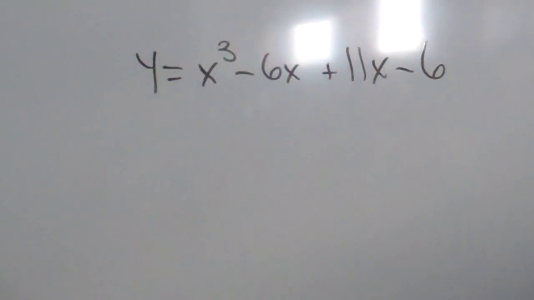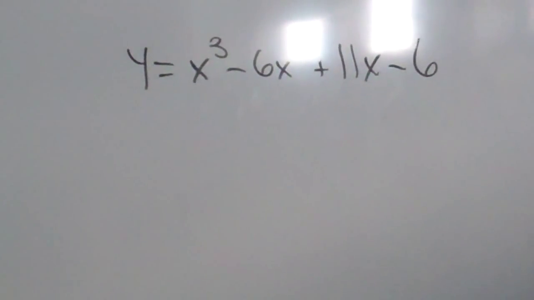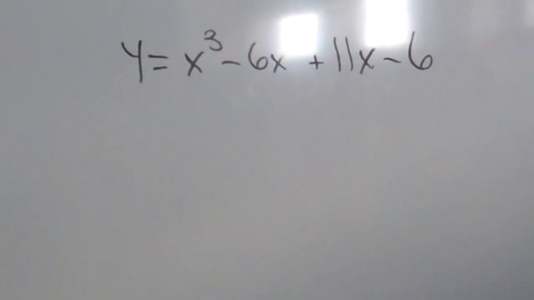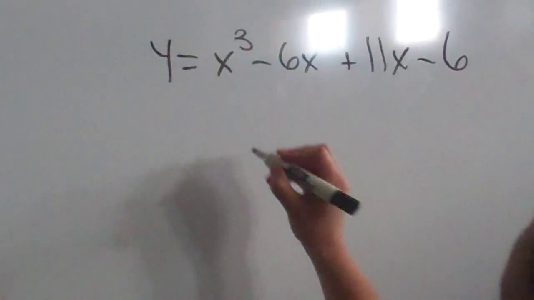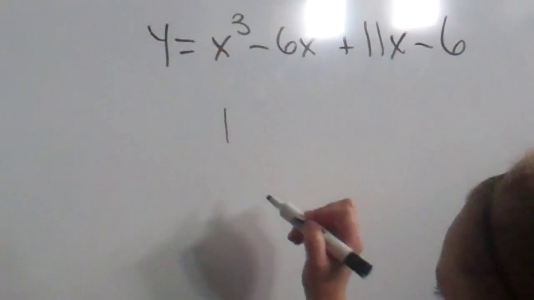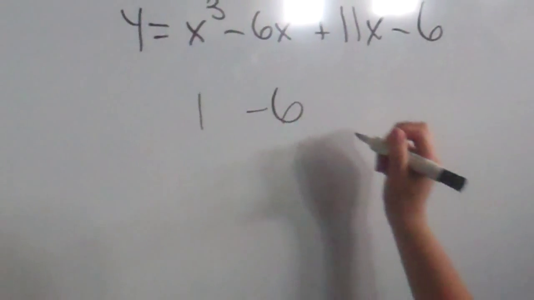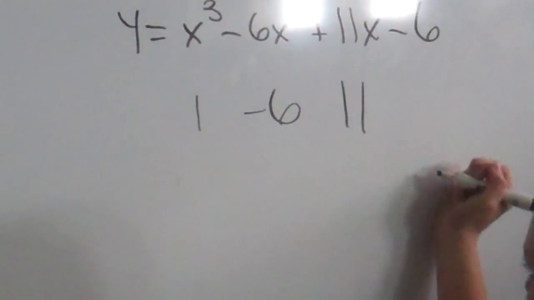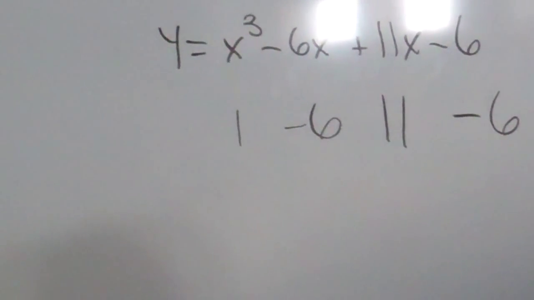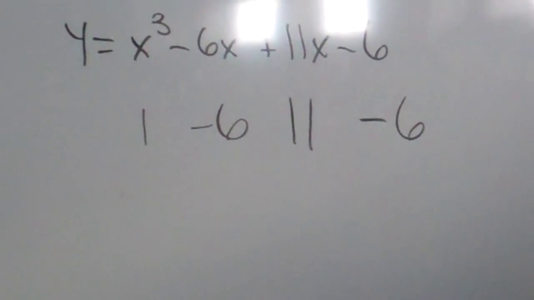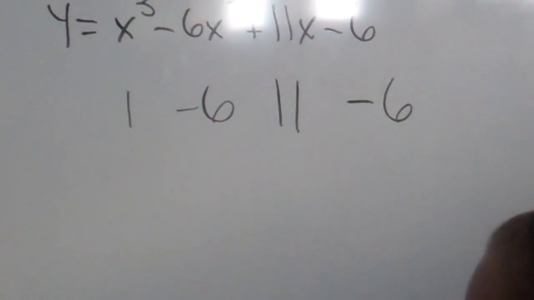So to do some synthetic division, we're going to take all of those numbers and put them in a line. So x cubed is represented by 1. Negative 6x squared becomes negative 6. And then we have 11 and negative 6. And now we're going to check our possible zero of 1.